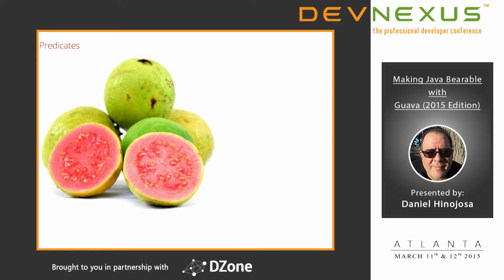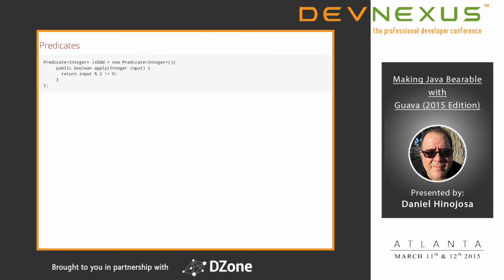So let me just start off with predicates. So here's a predicate. Predicate of type integer, this is a parameterized type, isOdd, and this is a reference to a predicate, which is an interface, and I'm going to create a brand new predicate anonymously of type integer. And the only thing that I have to implement is this apply.